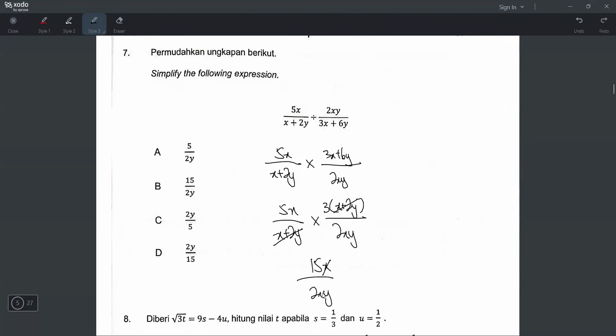And the x and x can also cancel, because it's like something times something over something times something. Yeah, can cut also. But if there's a plus here, then you cannot cut.